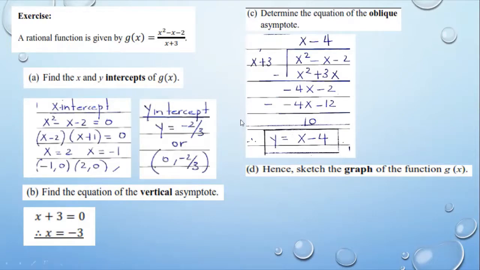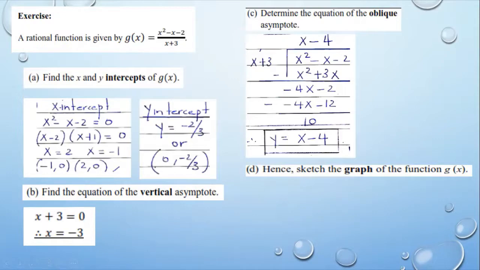This is what you have to do in part C. Part C says determine the equation of the oblique asymptote. It doesn't say find the x and the y intercept of the oblique asymptote. Just have to find the equation. So the equation is y equals x minus 4. Now in part D, it says sketch the graph of the function.